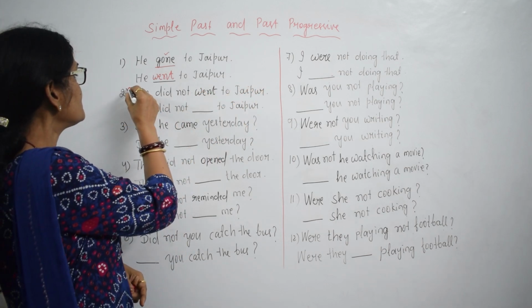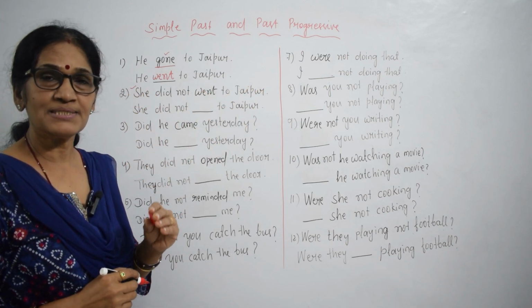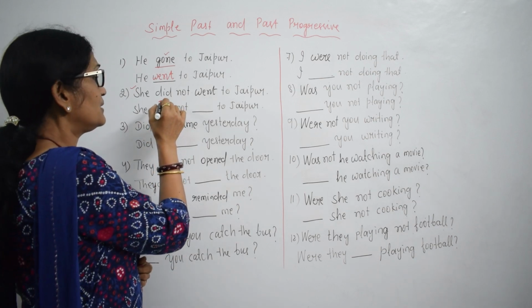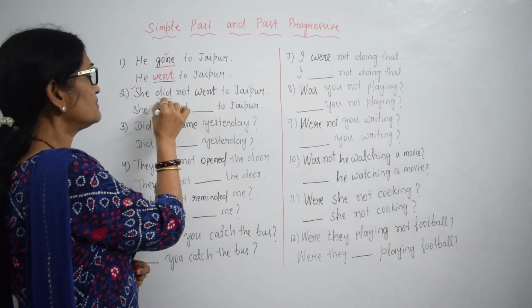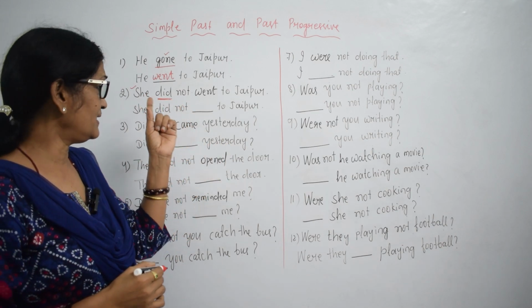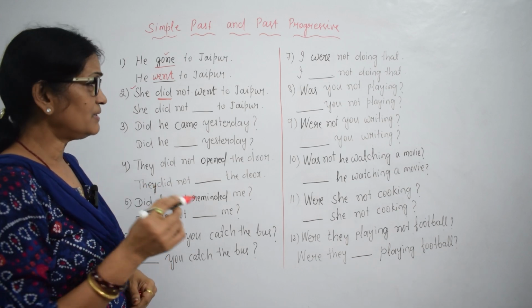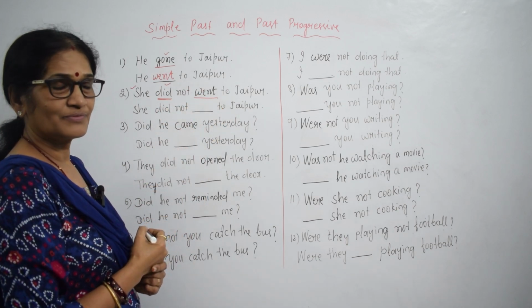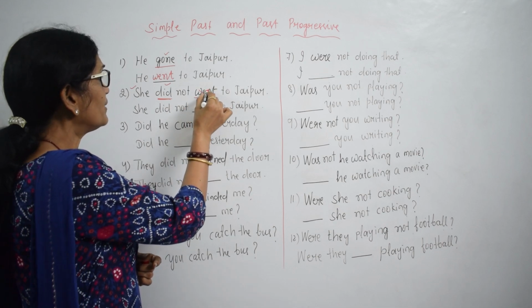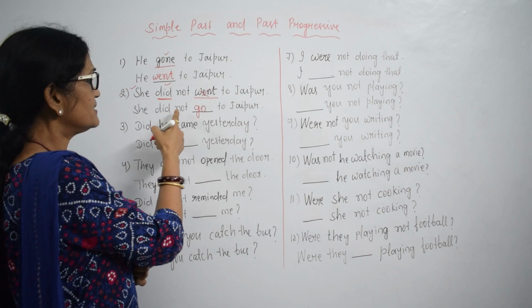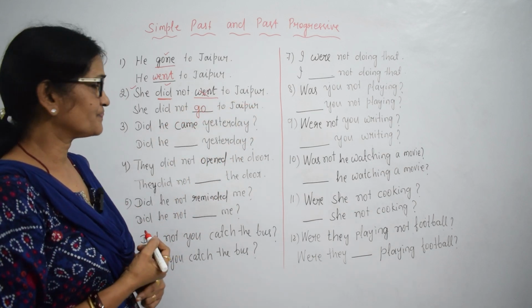She did not went to Jaipur. This is a simple past negative sentence. In a negative sentence, we use the past auxiliary did. Remember, did is always followed by the base form of the verb. So instead of went, we should use go. She did not go to Jaipur.